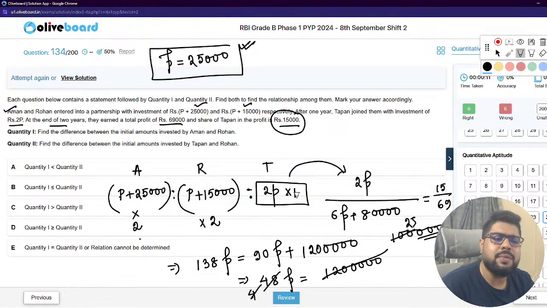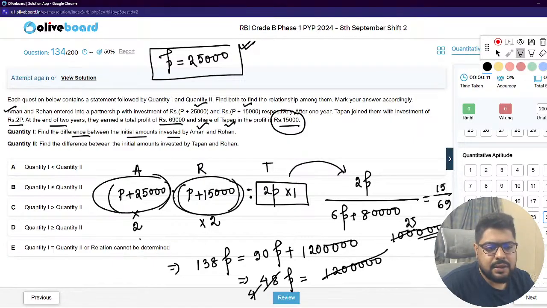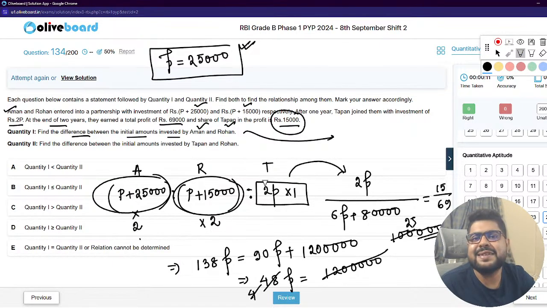Now you can normally find the difference between the initial amounts by Aman and Rohan. Sir, this and this. Arre sir, this is very simple, sir. You don't need P here because P cancels. They are asking for the difference. So it will be 10,000.